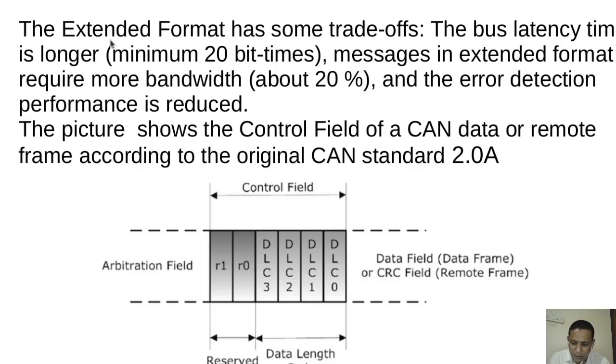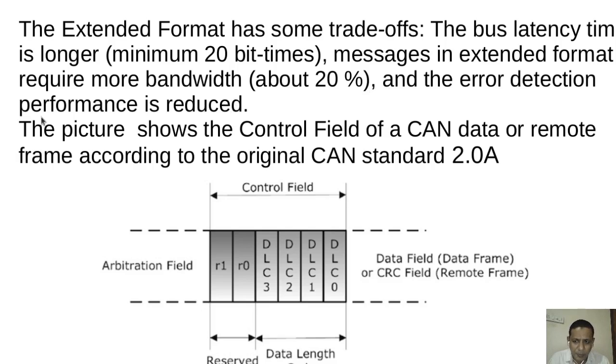The extended format has some trade-offs. The bus latency time is longer, a minimum of 20 bit times compared to that of the standard frame format, and the messages in the extended format require more bandwidth also, because more data is there. The bandwidth is about 20% higher, and error detection performance is also reduced in the extended format.